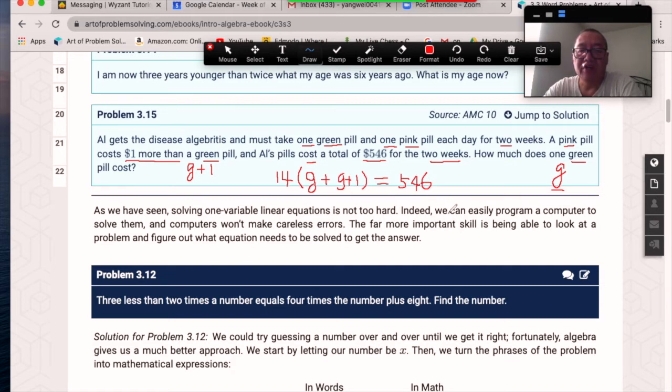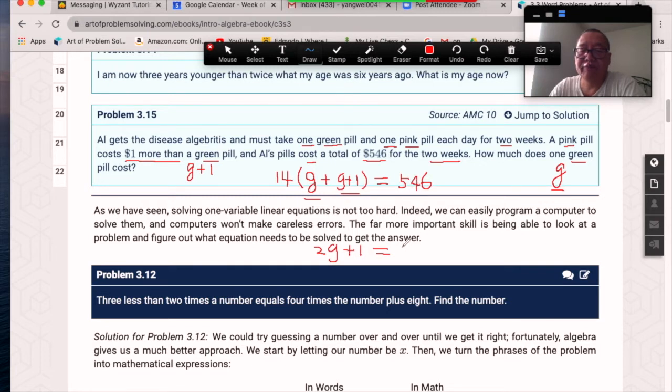What do we get here, right? So here, this is each green pill cost. This is each pink pill cost. Every day, Al needs to take a green pill and a pink pill. The cost will be 2G plus 1. Then this for 14 days, that's 2 weeks. Total cost, that's 546. So now let's simplify this equation. We can divide both sides by 14 first. Then inside of this parenthesis, we merge this 2G together. We got 2G plus 1 equals, now let's use 14 divided by this.